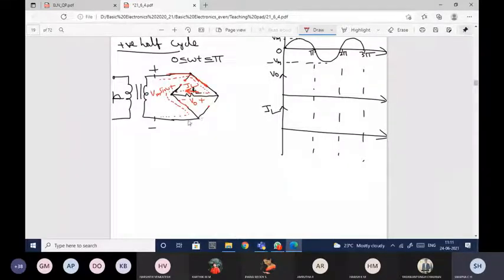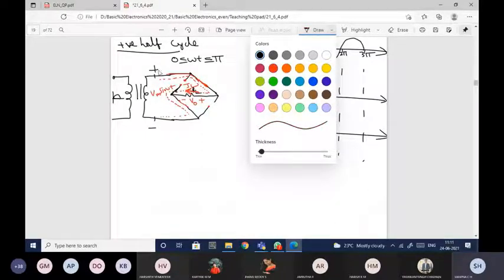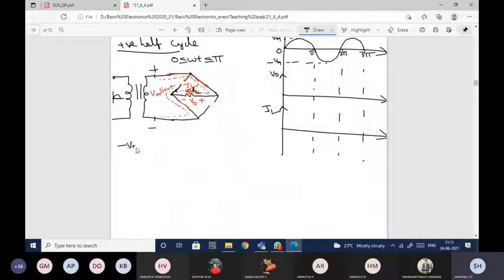Now let us apply KVL to this loop. Move in the clockwise direction. So the first one is minus Vm sin omega t. Current is flowing in this direction, so plus V0 or plus IL into RL.